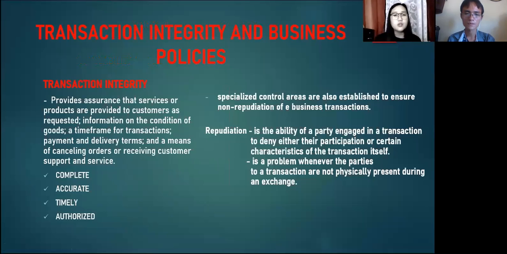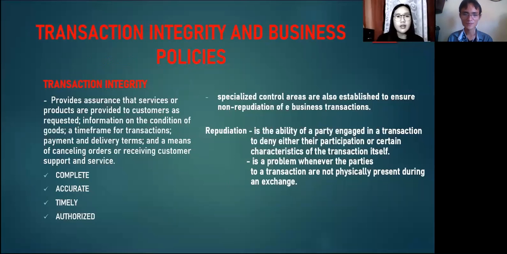The last risk associated with e-business is transaction integrity and business policies. Transaction integrity provides assurance that services or products are provided to customers as requested: information on the condition of goods, a time frame for transactions, payment and delivery terms, and a means of canceling orders or receiving support and service.